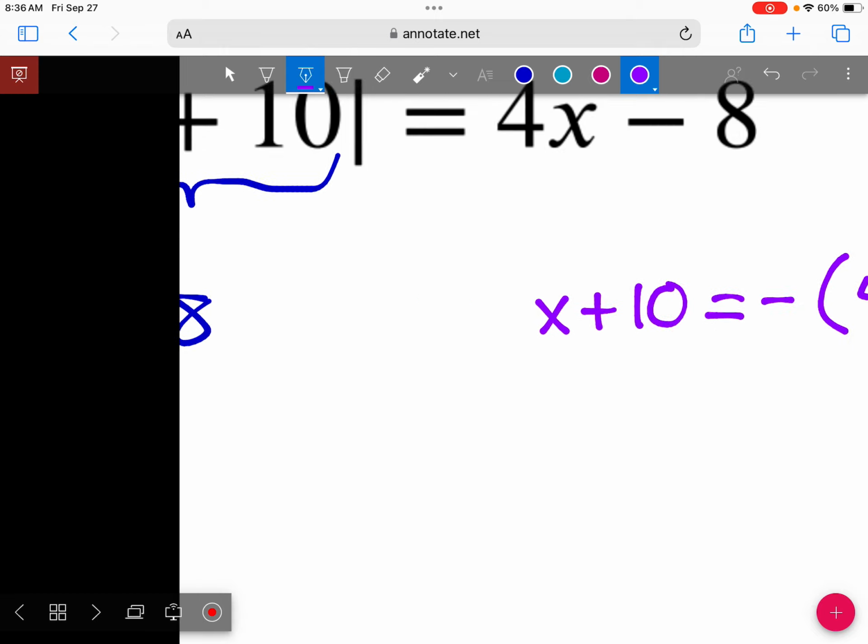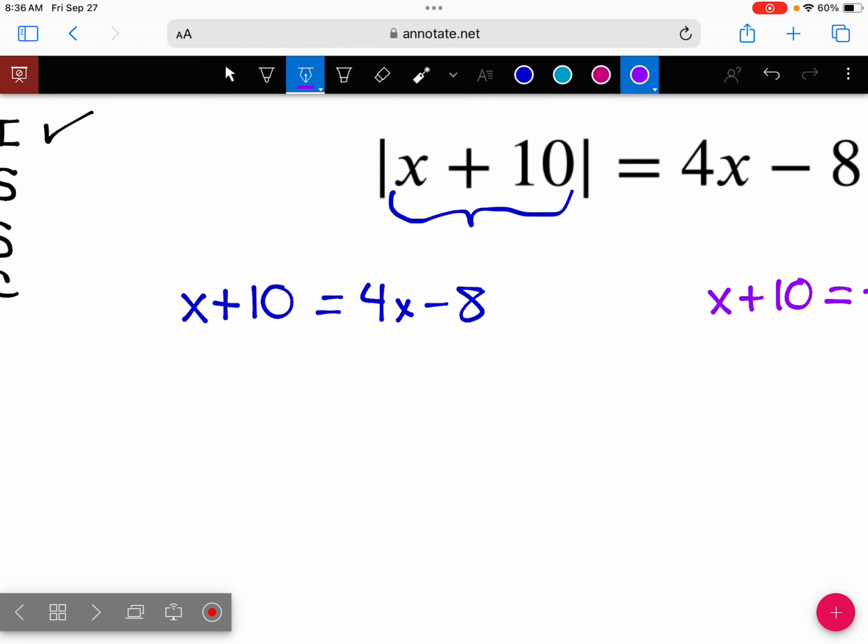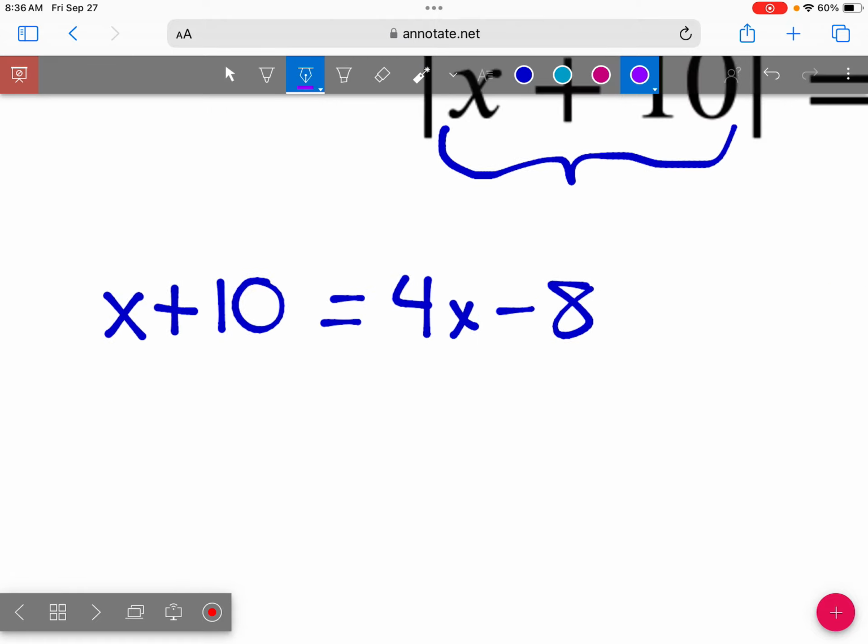So then we're going to solve each of these. That's my split. So we did that step. Now we're ready to solve these. So we're going to look at the blue one, my left-hand one. What do we need to do to solve this?